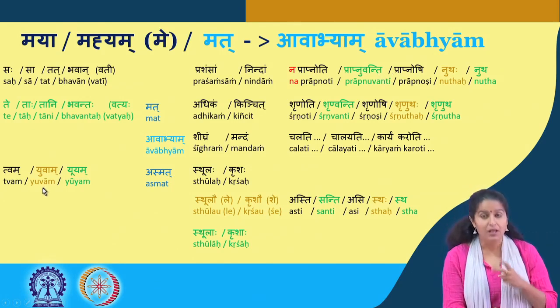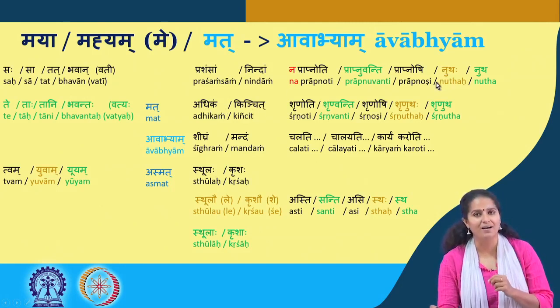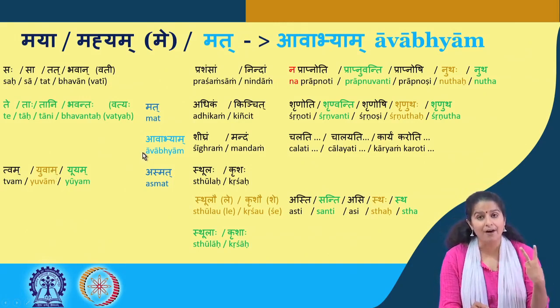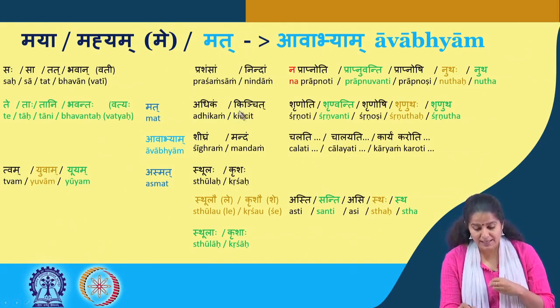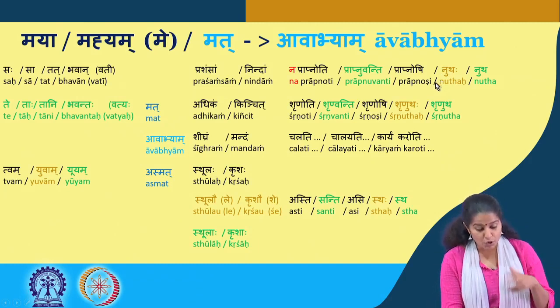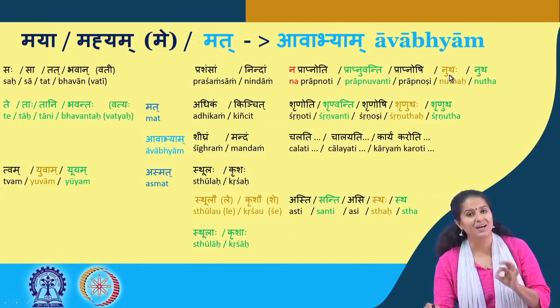Now the next one. Yuvam mat kinchit prapnuthaha. So you are getting less. The two of you are getting less than me. Yuvam avabhyam, from the two of us, kinchit prapnuthaha, you're getting less, and yuvam asmat kinchit prapnuthaha.